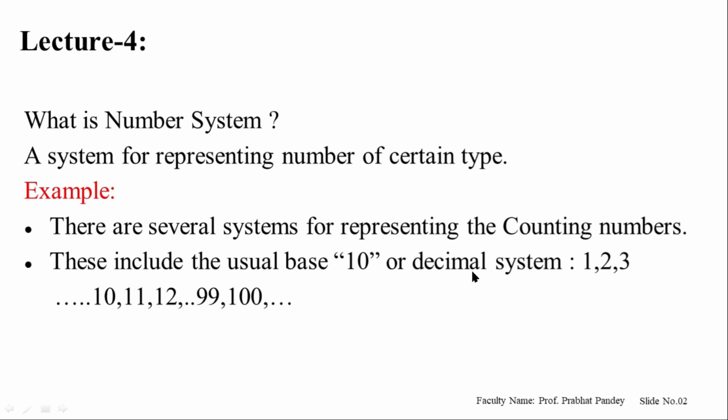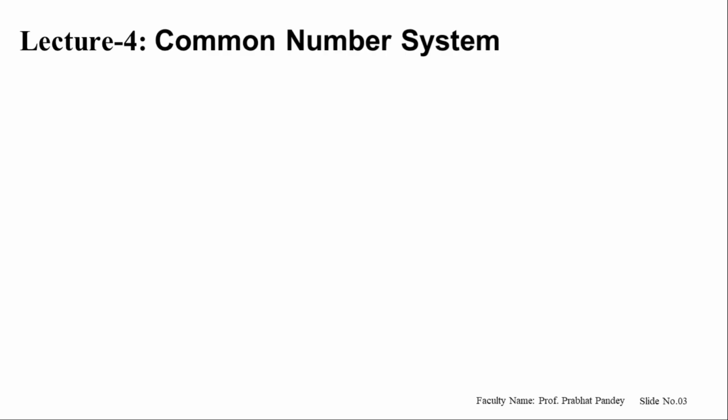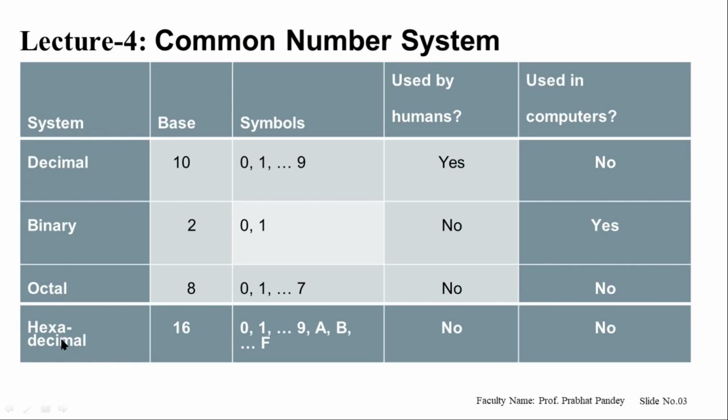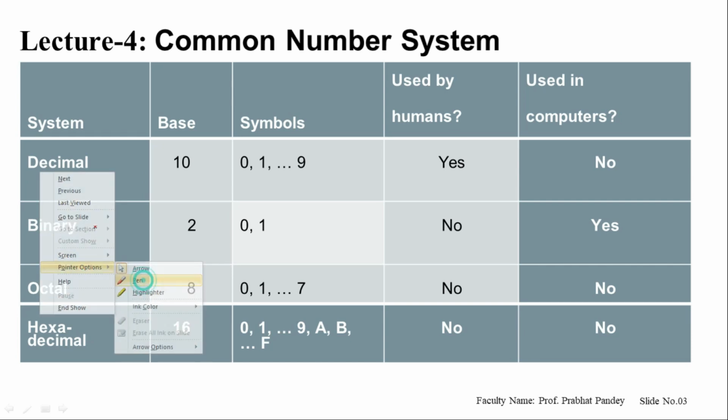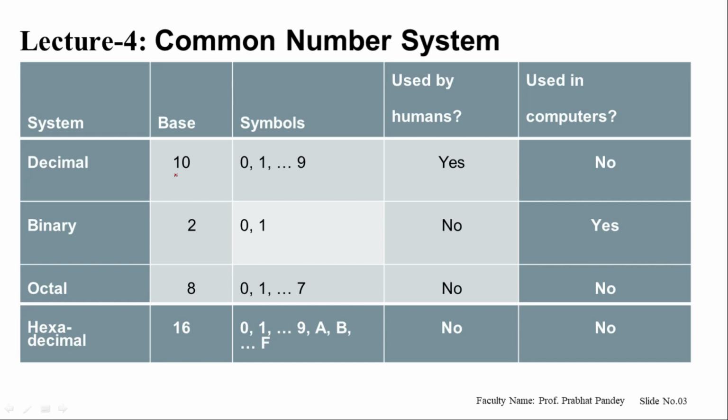But other than this, there are a few number systems in digital electronics, like binary, octal, hexadecimal, and some more. The common number systems we generally use are decimal, binary, octal and hexadecimal. You can see here the base of the decimal number system is 10, and we represent it by the symbols 0, 1, 2, 3, 4, 5, 6 and so on.